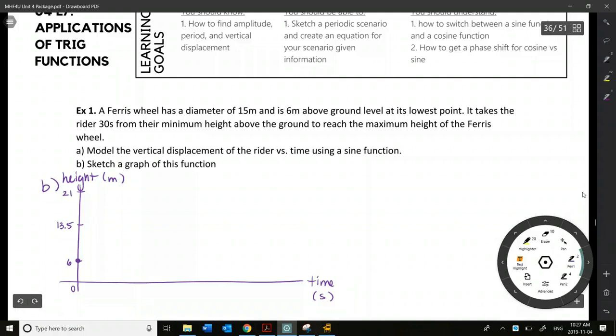Okay, and it said that it takes them 30 seconds to get up to the maximum height. That's up here. How long would it take them to get back down to the minimum height again? If it takes from the minimum height to the maximum height 30 seconds, another 30 seconds, right? So at 60 seconds, they've done a full rotation. Where do those middle points in between come into play? Between 0 and 30, it must hit that middle value, and also between 30 and 60. So there's our rotation here.